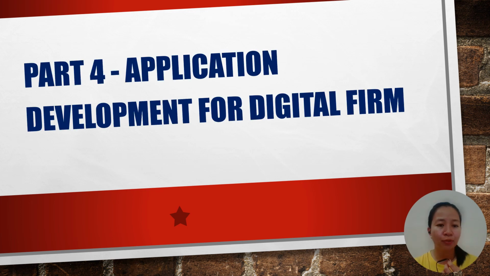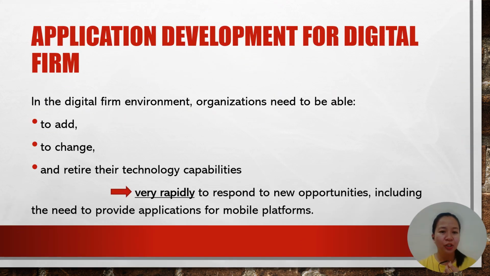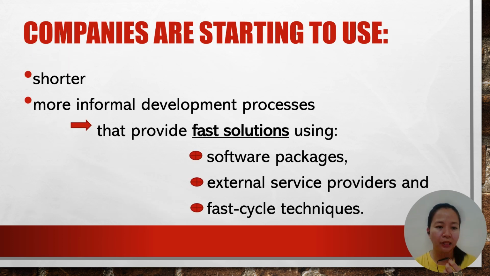For part 4, application development for the digital firm. Organizations need to be able to add, change, and retire their technology capabilities very rapidly to respond to new opportunities, including the need to provide applications for mobile platforms. So companies are starting to use shorter, more informal development processes that provide fast solutions using software packages, external service providers, and fast cycle techniques.